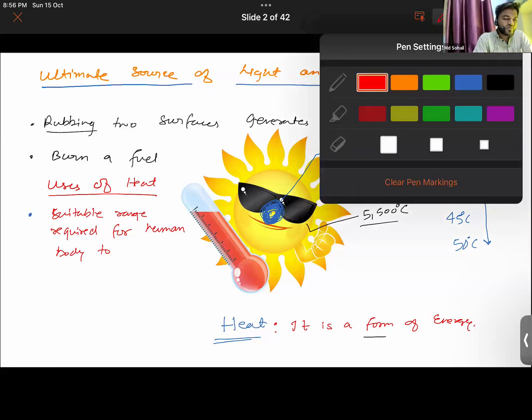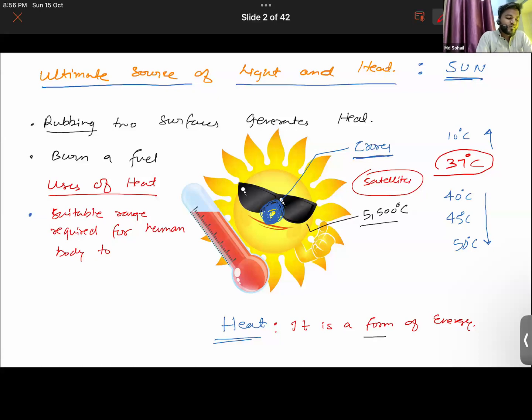Then coming back to our topic, that is uses of heat. We use it for other purposes. Can you name some more purposes where heat is used? Like some places we use heat.